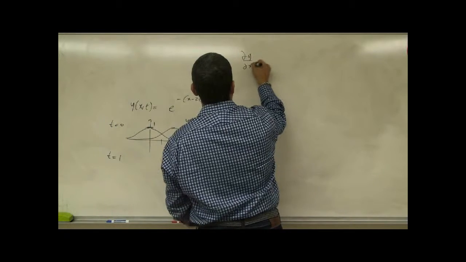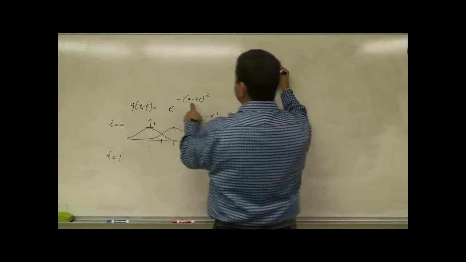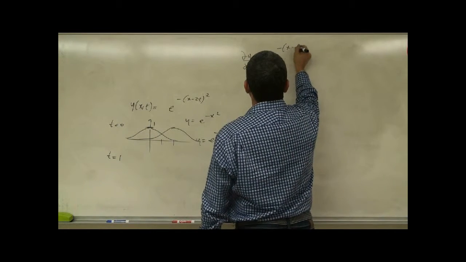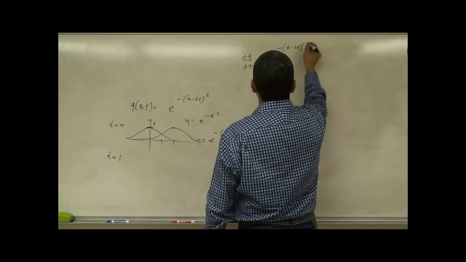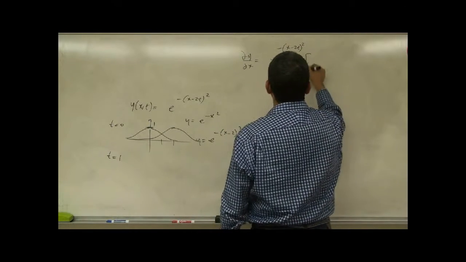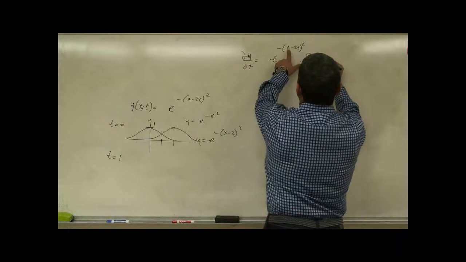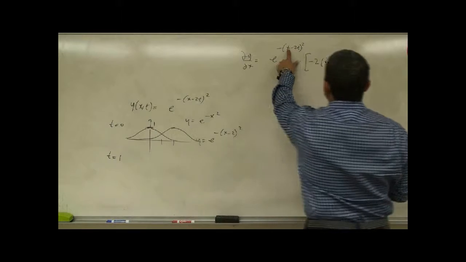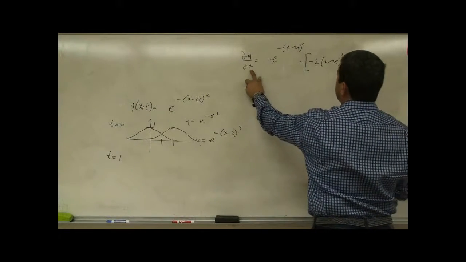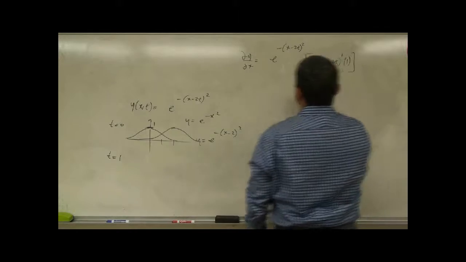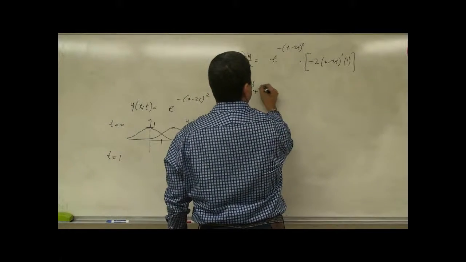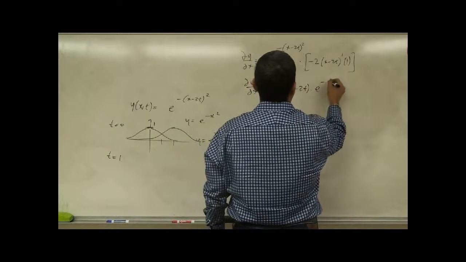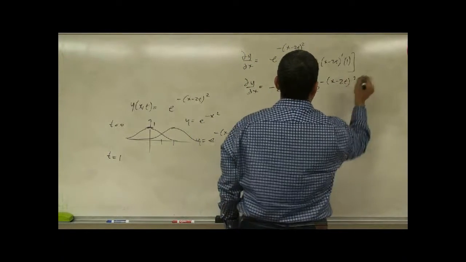Partial y, partial x, so what would that be? Well, e to any power, the derivative is the same, right? E to the minus (x minus 2t) squared times the derivative of the top would be what? Negative 2, right? Times (x minus 2t) to the power of 1, times the derivative of the inside with respect to x, and that would just be 1. So partial y, partial x will just be negative 2(x minus 2t) times e to the minus (x minus 2t) squared.